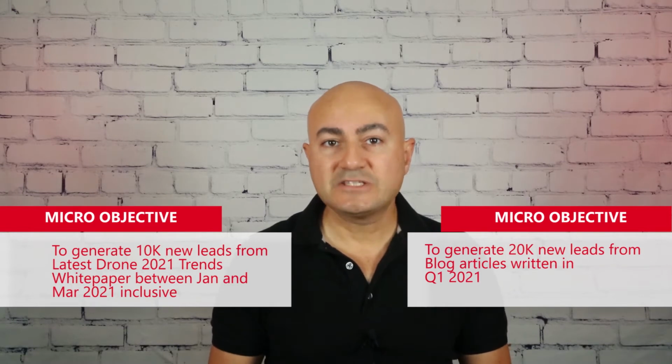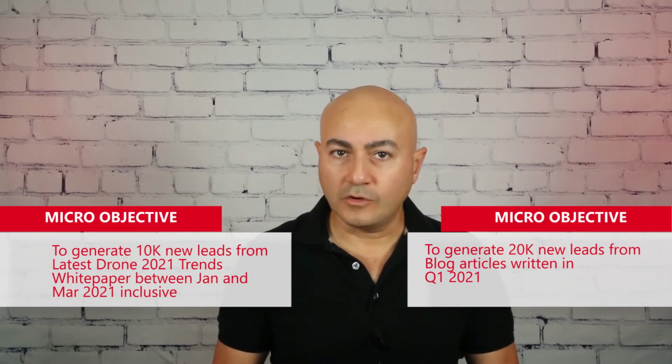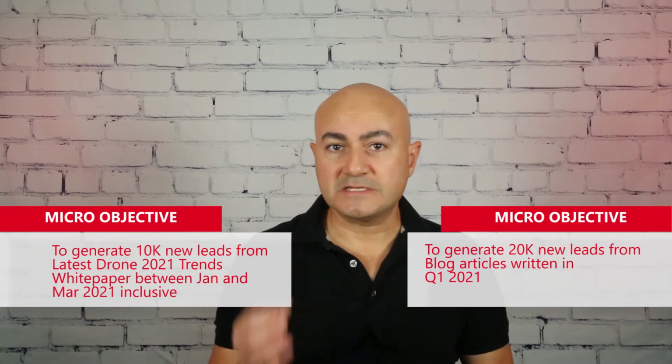The second micro objective is to generate 20,000 new leads from blog articles written in Q1 of 2021. As you can see, these 2 micro objectives are perfect. They are specific, measurable, achievable, relevant, and time-specific. The beauty of such objectives is that you can use them to communicate with both your executives and the company, and also your team members, effectively.